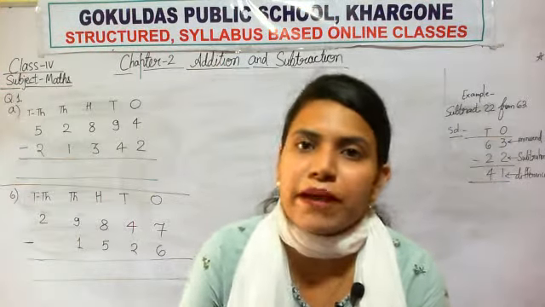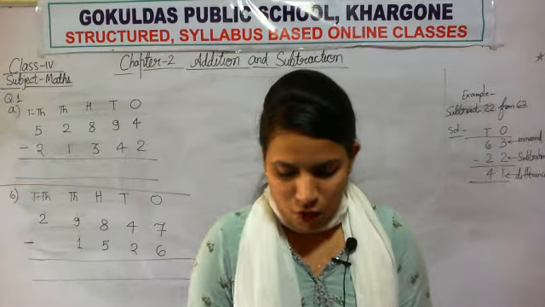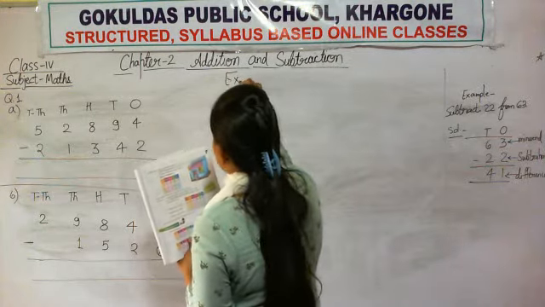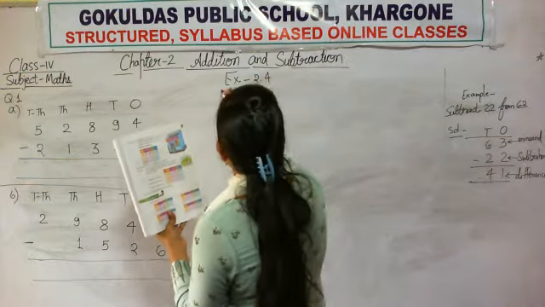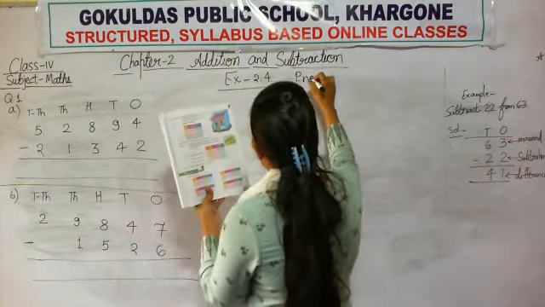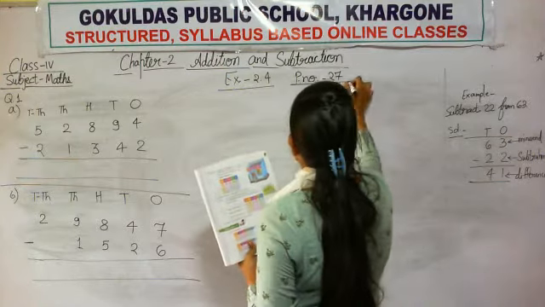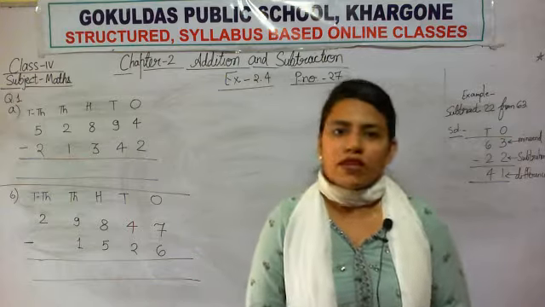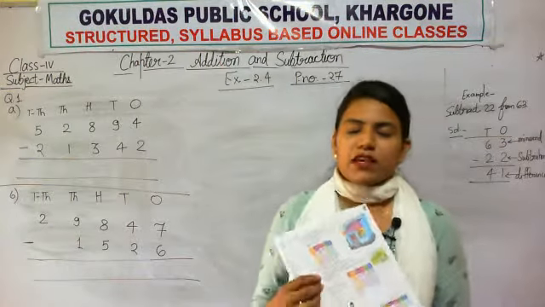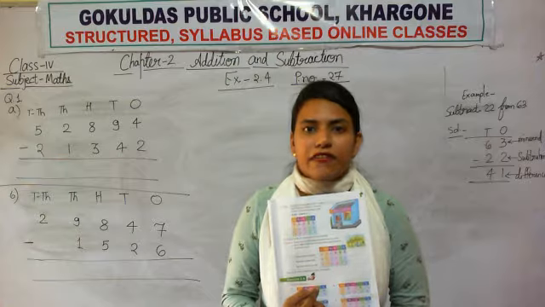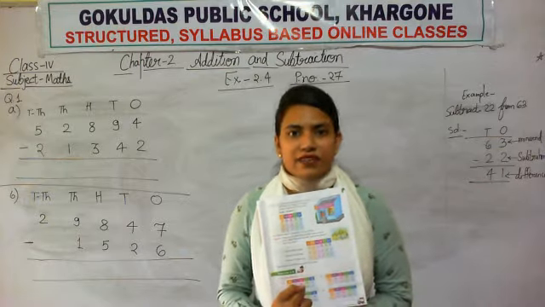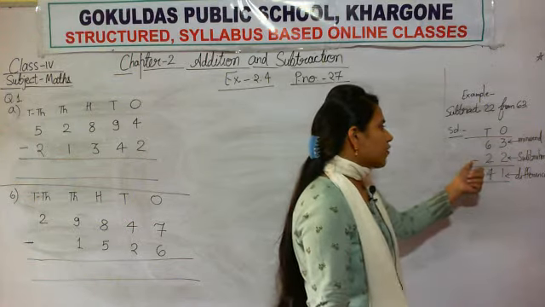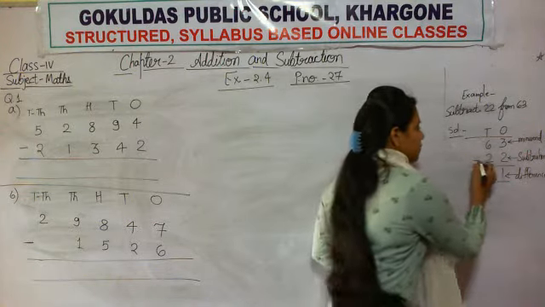So now open page number 27 of your book. Open page number 27, exercise 2.4. I have already written part A and part B of the question here. Read the question. What is the question? Find the difference. You have to find the difference. If the word difference comes in a question, then you have to perform subtraction.